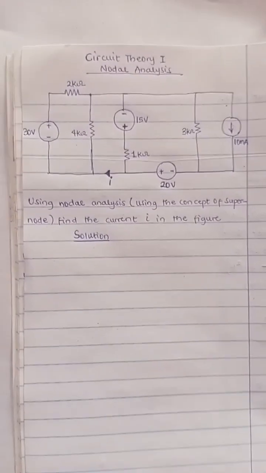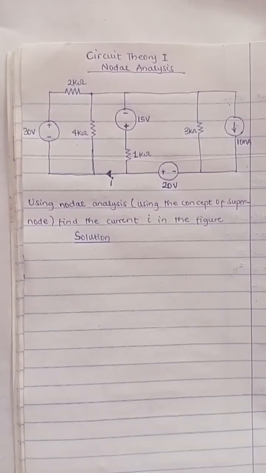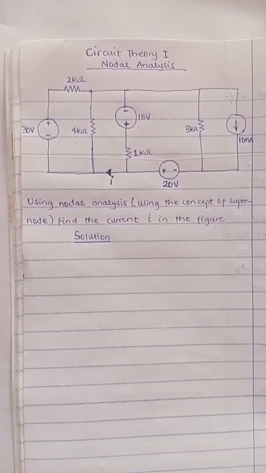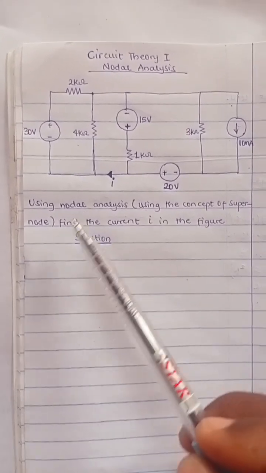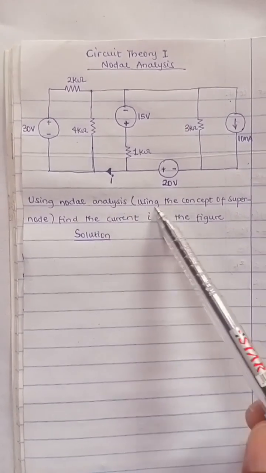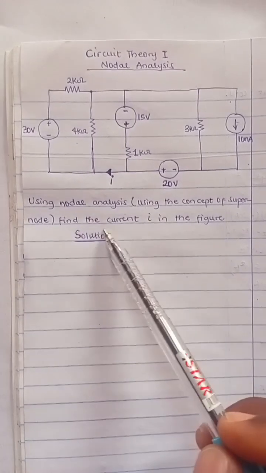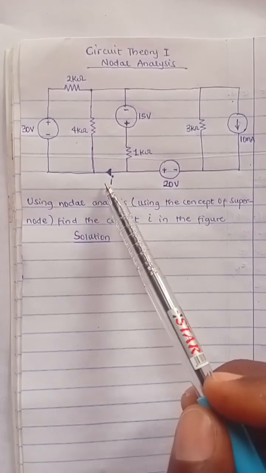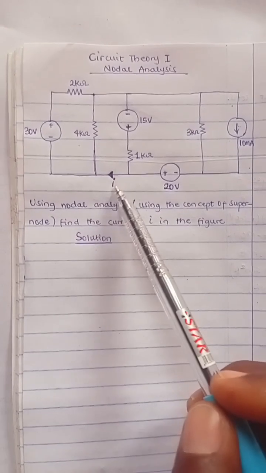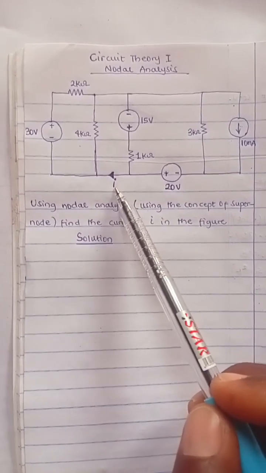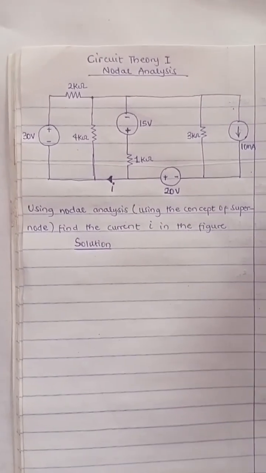Hi, good morning. Today we have another question on nodal analysis. The question reads: using nodal analysis, using the concept of supernode, find the current I in the figure. So this is the current I, and we are asked to find the value of this current. So we are going to employ nodal analysis.